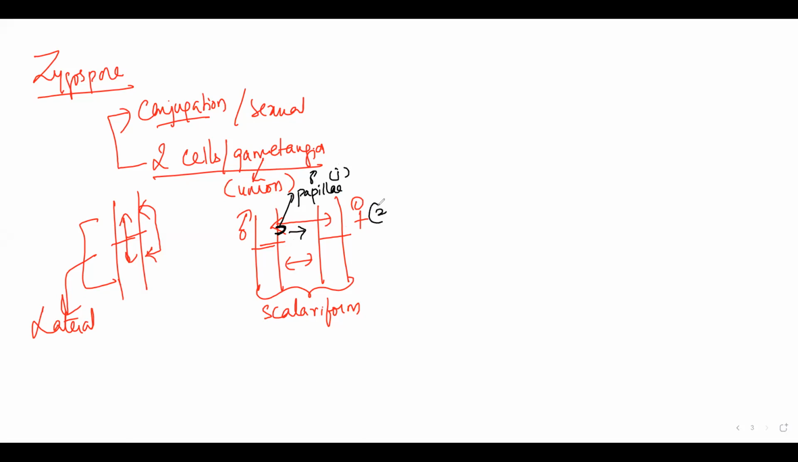Now the second stage: the cell of the female filament is going to be activated, or stimulated, and now this is also going to produce its own papilla this way. Now this has been stimulated, so it is also producing a papilla. Now both the papillae of the opposite cells are going to fuse. So that is going to be in this manner.